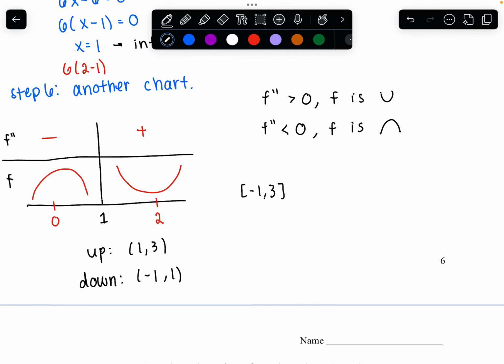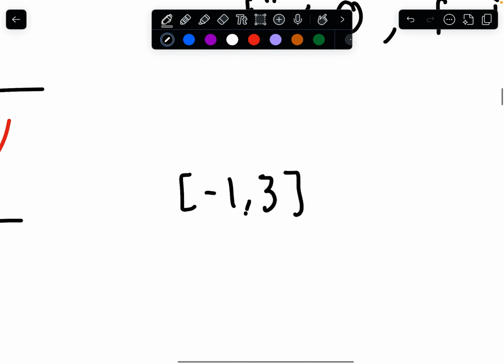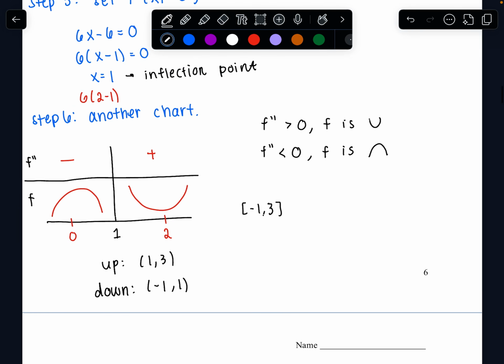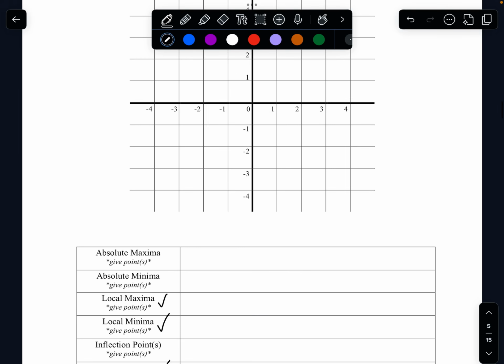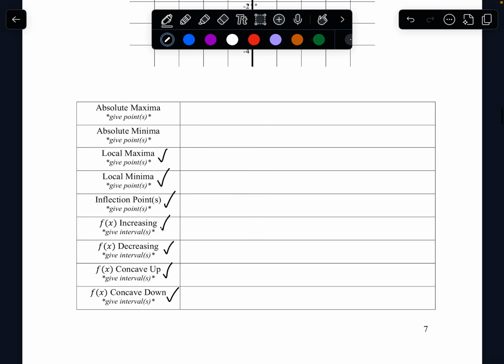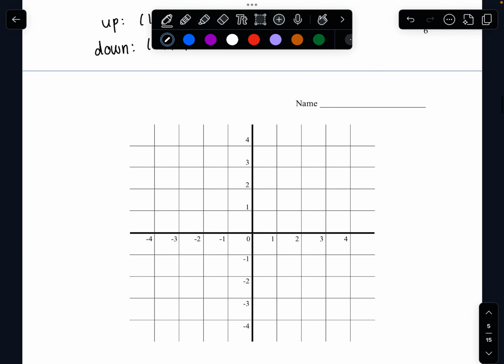You wouldn't be wrong by writing the infinities, but again, you might as well just only report about what's happening on -1 to 3. Cool? Great. Let's see. Concave up, concave down, inflection points. You guys take care of this on your own. What's left? Drawing it. Okay.